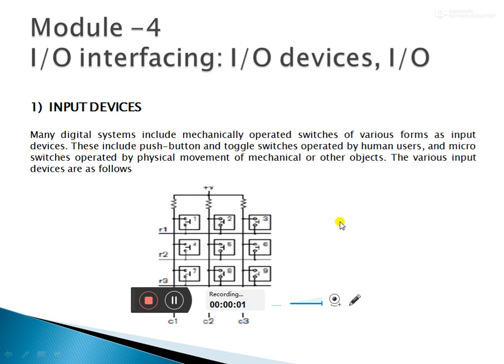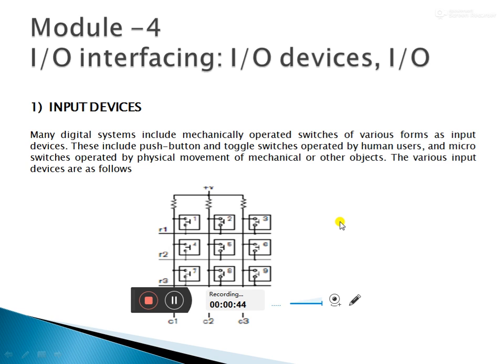Hi students, today we have to start module 4, IO interfacing and IO devices. First, what does IO mean? IO means input output. Interfacing means joining or combining two things, two devices, or connecting one point to another point. Whatever it may be, it is called interfacing.